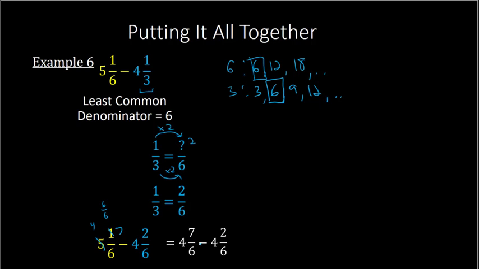When we subtract the fractions together, 7 over 6 minus 2 over 6, 7 minus 2 is 5, so we get 5 over 6, and then 4 minus 4 would give us 0. So we have 0 and 5/6, or just written as 5 over 6.